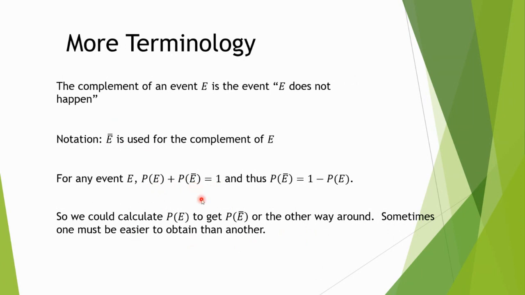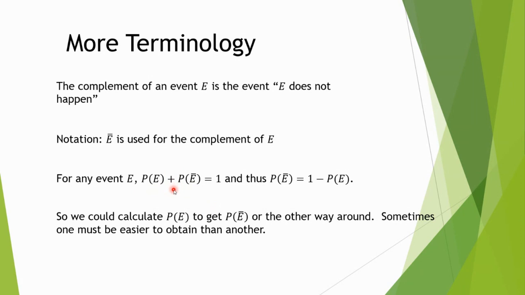Okay? Now you might be thinking, okay, well, who cares about that? Well, from here, for one thing, you can easily get the probability of the complement of an event. Just find the probability of E, the original event, and do 1 minus it. In other words, if you know one of these probabilities, you can get the other one easily. And that's actually very useful.